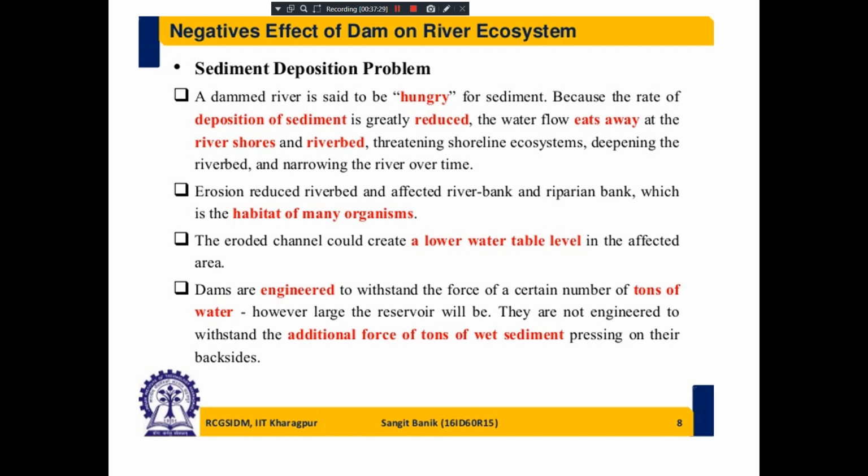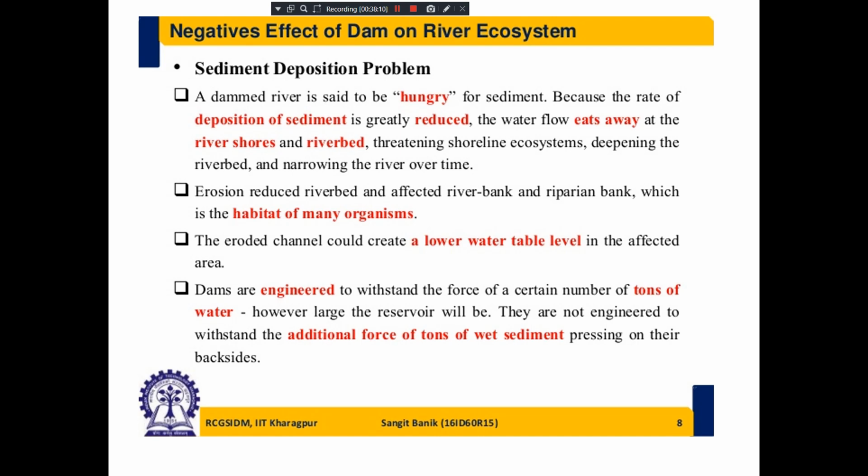Then even the sediment deposition problem is everywhere. A dammed river is said to be hungry for sediments, because the soil which gets washed during the rain gets deposited in that. The rate of deposition of the sediment will be more, and silt deposition will be there. Water eats away all the river shores and river bed, and as a result, the deepening of the riverbed and narrowing of the river happens over time.